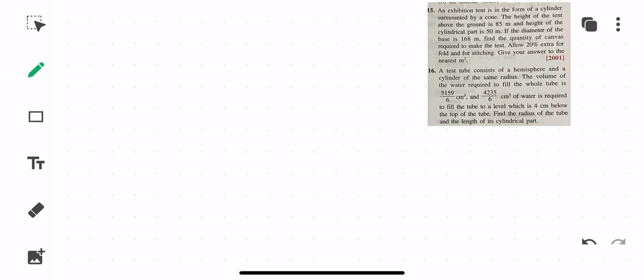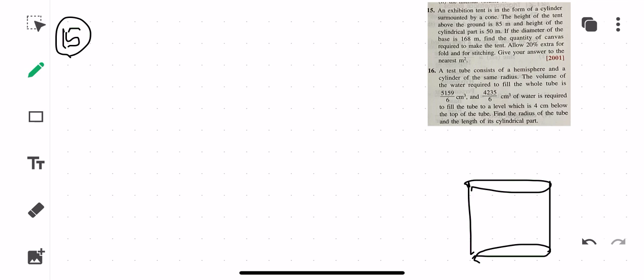Alright, so now we'll be moving to question number 15. So what is there in question number 15, children? It says an exhibition tent is in the form of cylinder surmounted by a cone. Okay, so cylinder surmounted by a cone will be how? Like the figure will be like this, children. There is a cylinder which is surmounted by a cone.